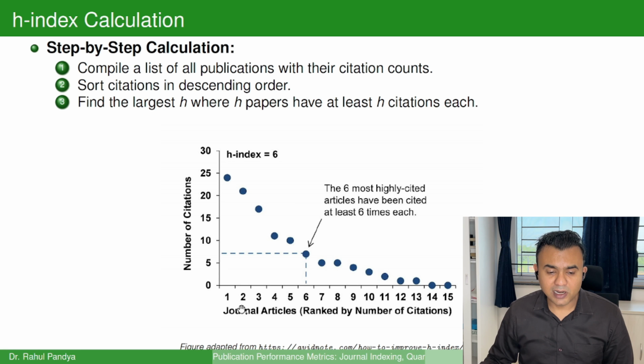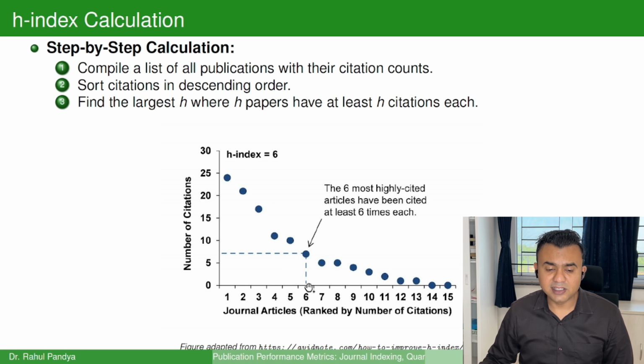Then for the second paper, let's say H equals 2. Then I have to see that at least 2 papers have more than 2 citations. Yes, both of them do. Then so on, I can keep increasing H. This is an iterative calculation. Now I will set H equals 5, which means how many papers have at least 5 citations. All of them have more than 5 citations, so all of them are in.